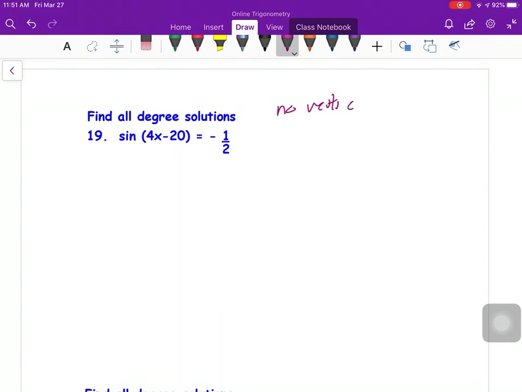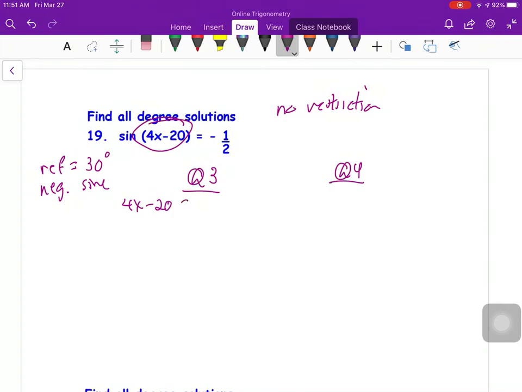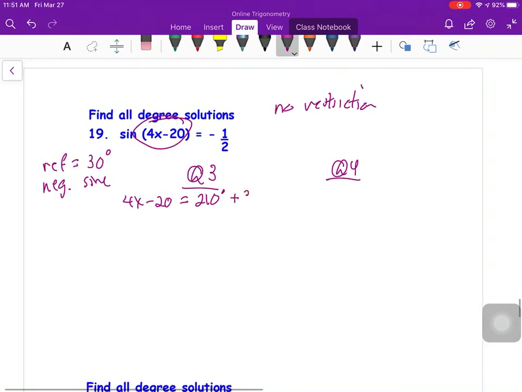So we're looking for all degree solutions, no restrictions. This one has a reference angle. The reference angle in degrees is 30 degrees. Negative sign. So we're in quadrants 3 and 4. In quadrant 3, the inside, the 4x minus 20, will be equal to 180 plus 30, which is 210. Since we have no restrictions, we would add 360n. Quadrant 4, the 4x minus 20, would be equal to 360 minus 30, which is 330, and then again plus the 360n for infinite rotations.